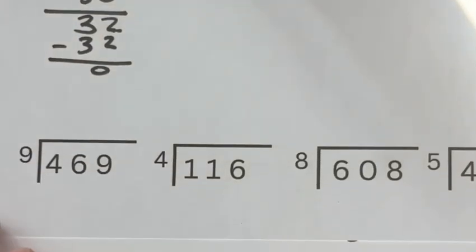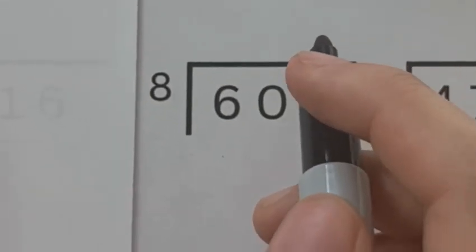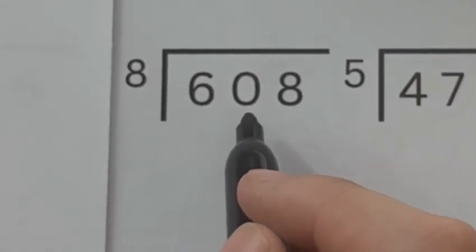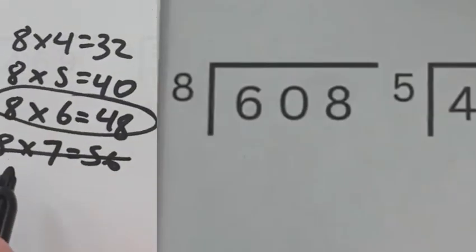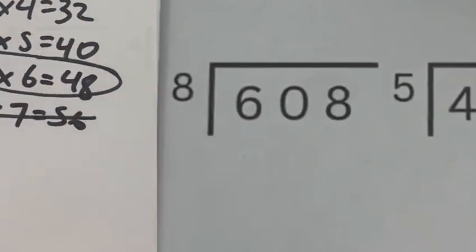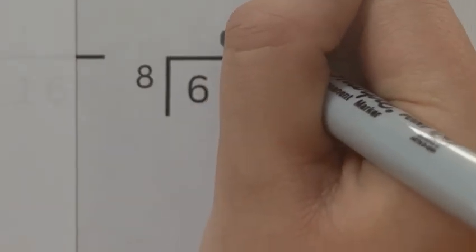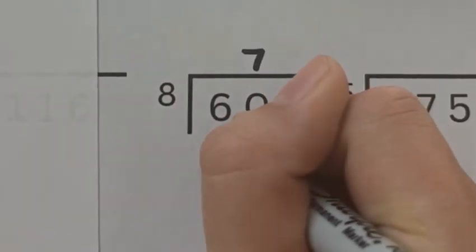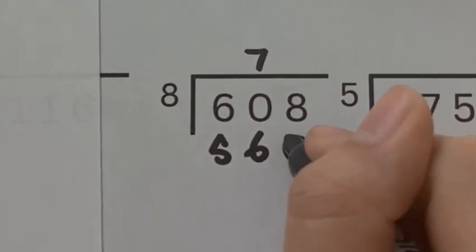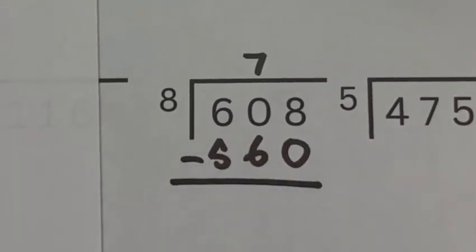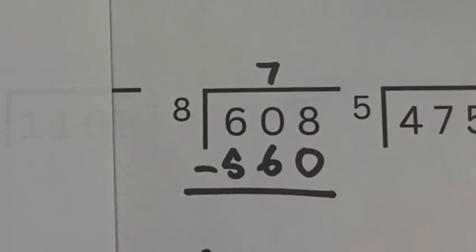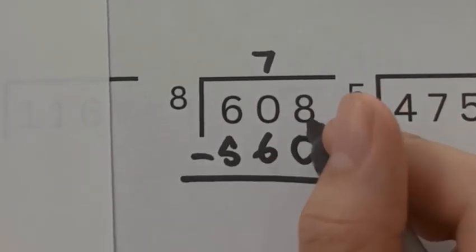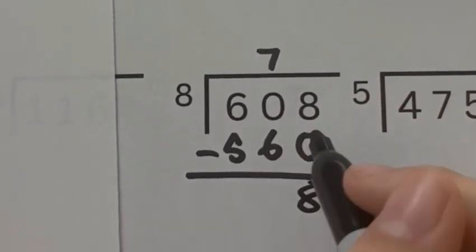Let's try another one. 8 and 608. So we can see that 8 times 7 equals 56. So 8 times 7 equals 56. Add a 0 to the end. Subtract. 608 minus 560. You bring down the 8. 8 minus 0 equals 8.